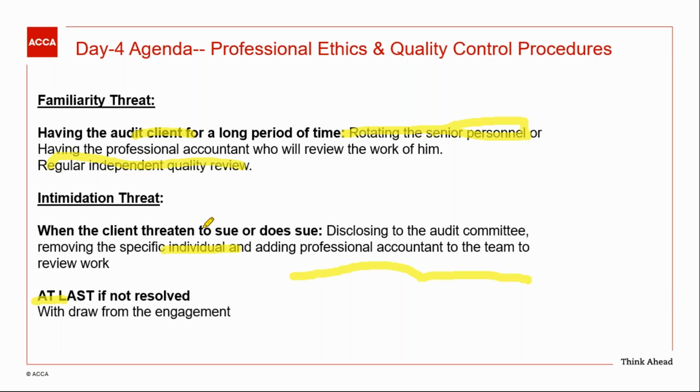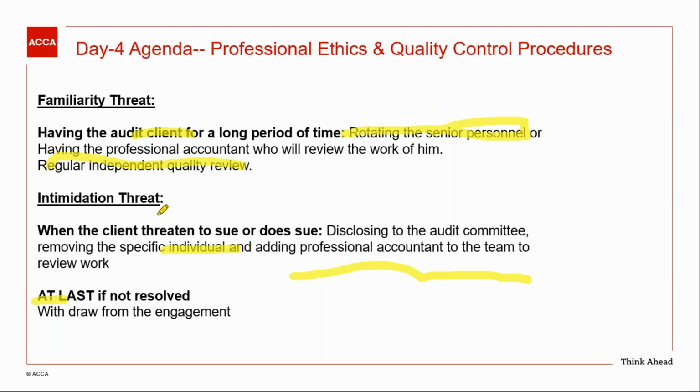The client pressurizes you in another way. I'm going to give you another example. The client pressurizes you: if you highlight my problems or modify the report, I will also terminate our contract for the other services which your firm is providing. So the auditor is again pressurized by the client. So this is all about the intimidation threat. So how can you reduce it?